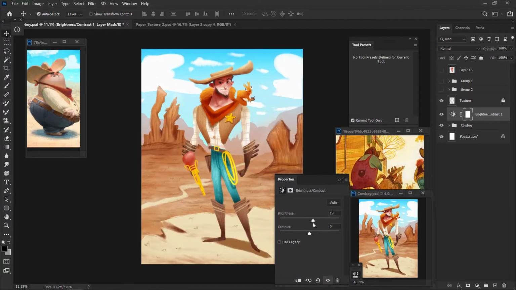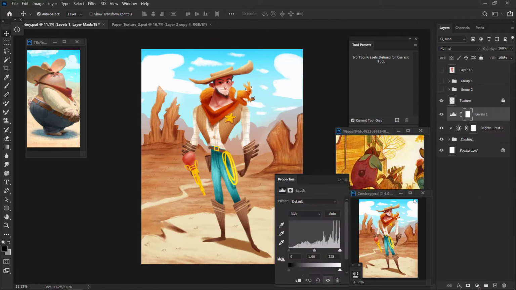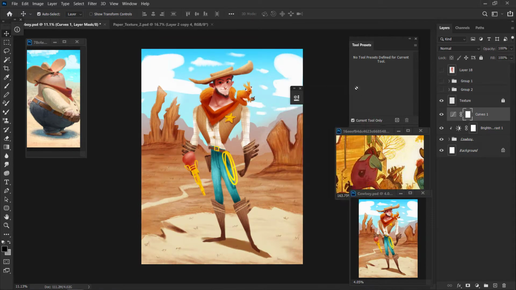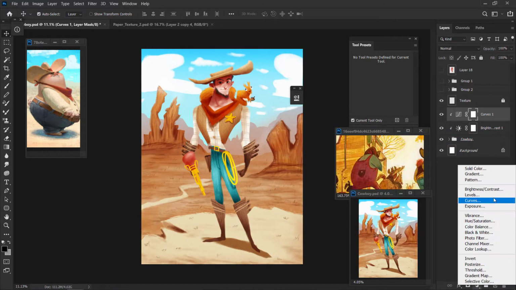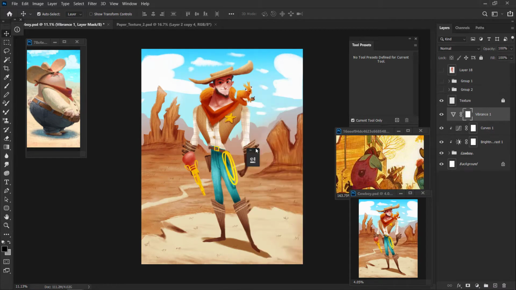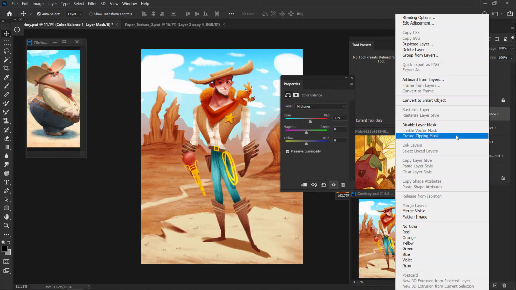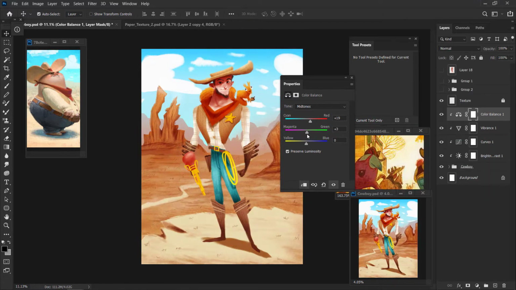Applying the curves, color balance, brightness, and contrast is one of my favorite parts of the process too. If I feel that the lighting is more into yellow, I will go with an orangey or yellowish color balance. But it really depends on the palette I got. And now we're done doing the illustration.